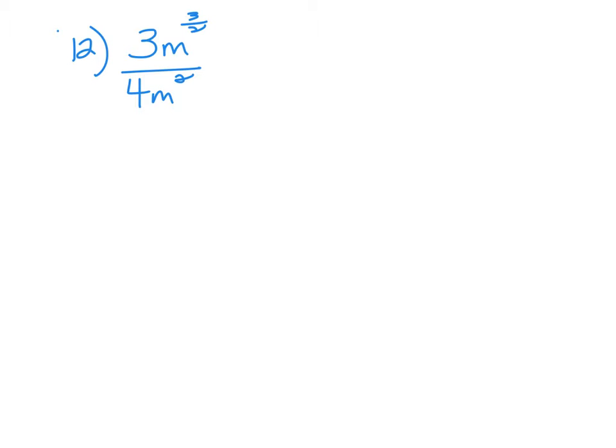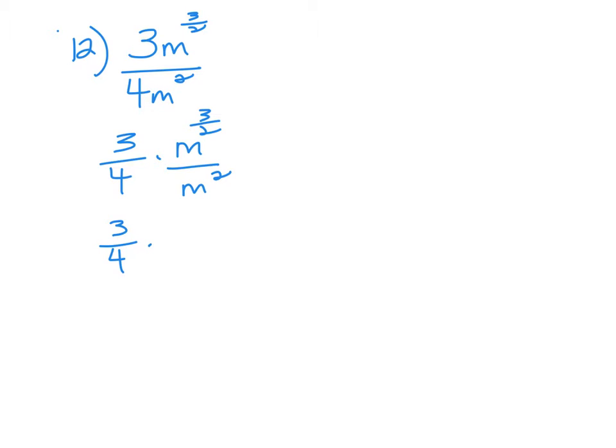The first thing I'm going to do is deconstruct this fraction. To do that, I'm going to separate the 3 and the 4 from the variables. So what I get is 3 over 4 times m to the power of 3 over 2 divided by m to the power of 2. Now, my next step would be to simplify these two fractions. 3 over 4 cannot be simplified anymore, so I'm just going to keep that.